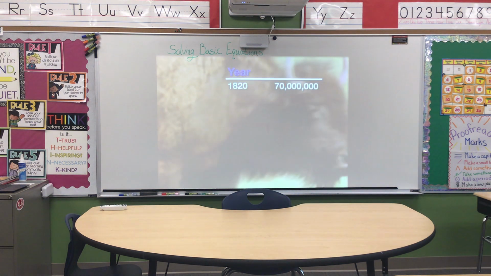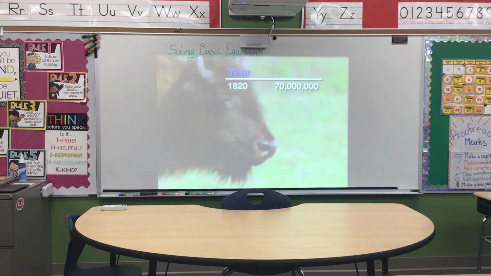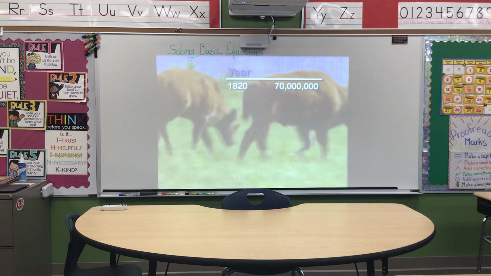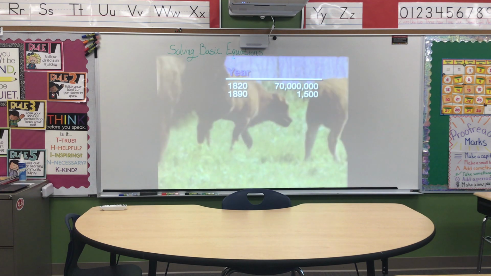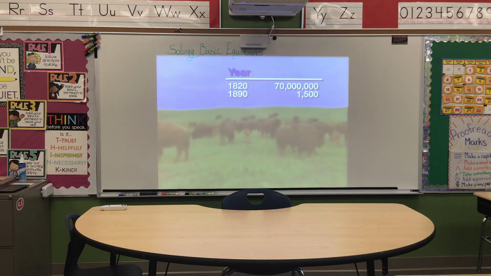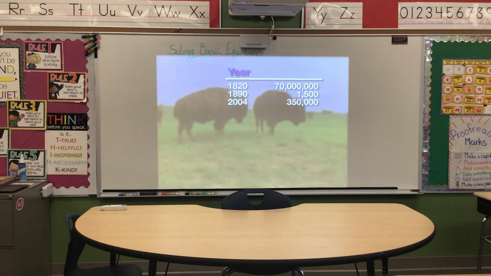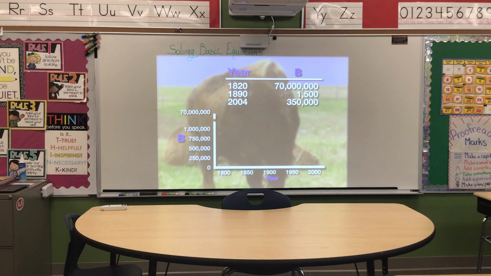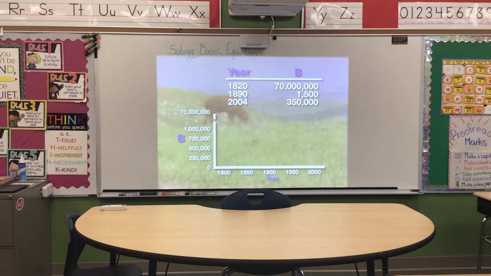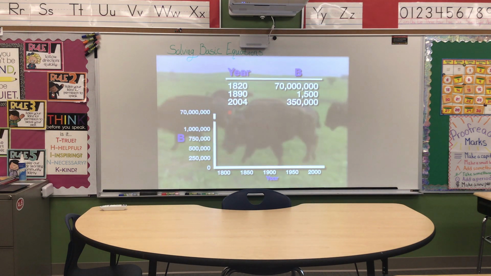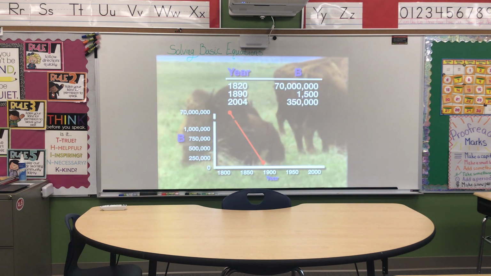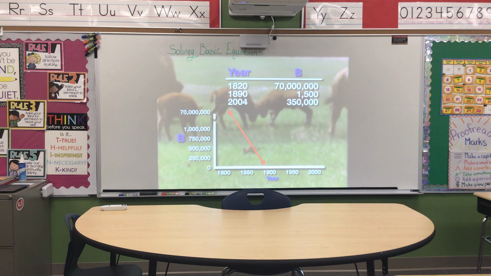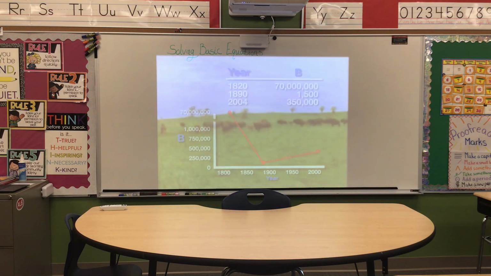In 1820, buffalo numbered upwards of 70 million. Then, their numbers dropped alarmingly low to only about 1,500 animals in 1890. Legal protection of the North American bison helped restore their population to the numbers we have in 2004. In this chart, B stands for the number of bison. B takes on varying values for different times, first decreasing from 70 million to 1,500 between 1820 and 1890, and then increasing from 1,500 to 350,000 between 1890 and today.